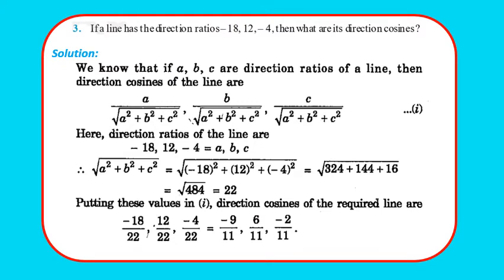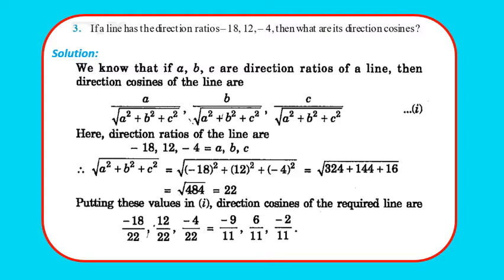Moving to question 3. If a line has the direction ratios minus 18, 12, and minus 4, then find its direction cosines. So we have the values of a, b, c: a is equal to minus 18, b is equal to 12, and c is equal to minus 4. And we have to find the values of l, m, n, that is the direction cosines.